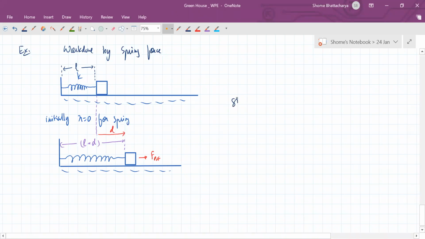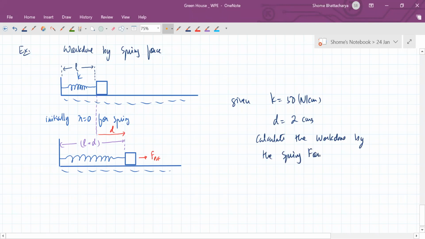So given that the spring constant is, let's say, 50 newtons per centimeter, and the displacement of the block that we are making, small d, is 2 centimeters, we have to calculate the work done by the spring force, or the tension in the spring acting on the block.